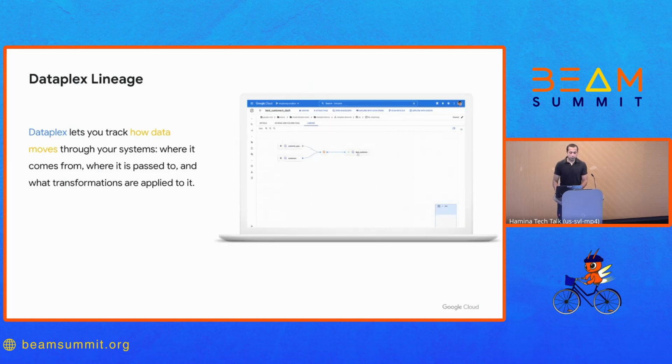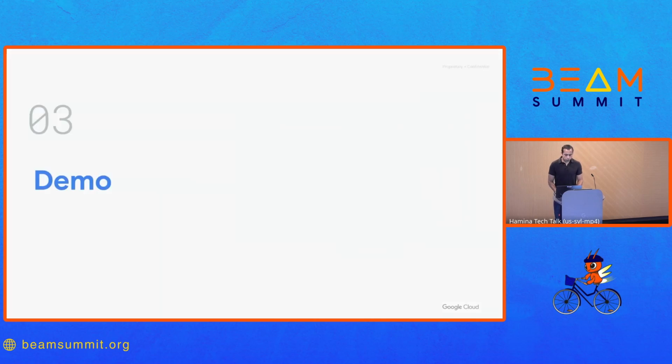Before we go into the demo, I would like to briefly introduce something called Dataplex. It's a GCP service which is used for visualizing and exploring lineage. And that's what we will be using to visualize the lineage today in this demo.